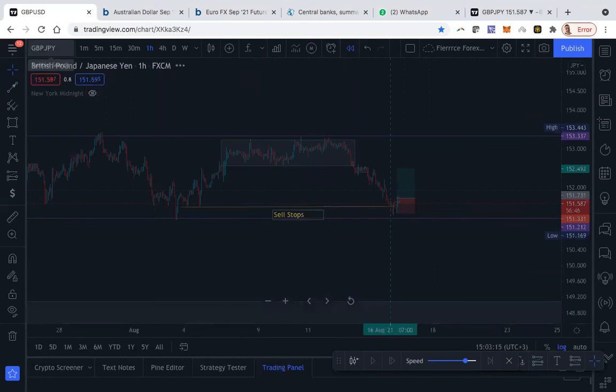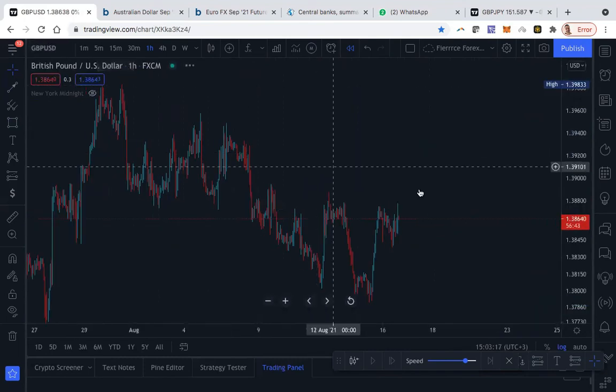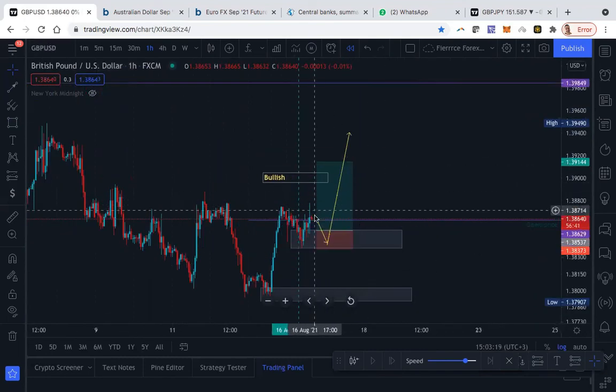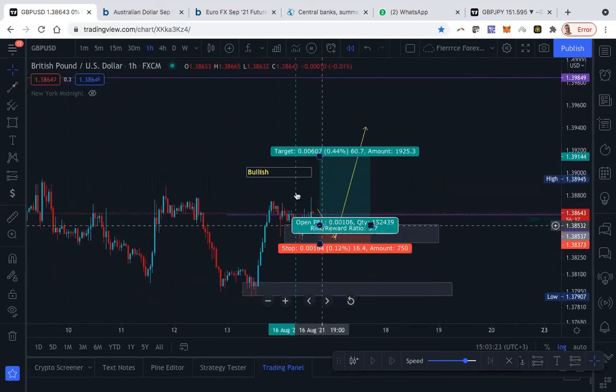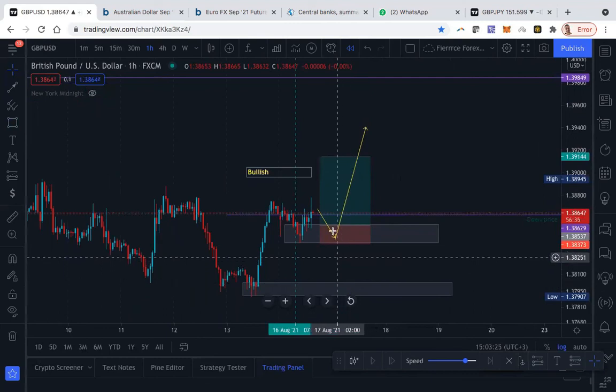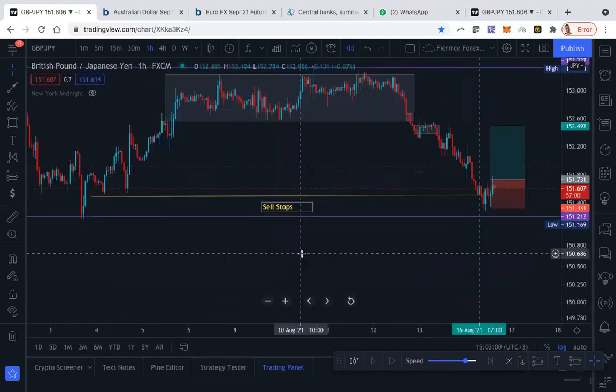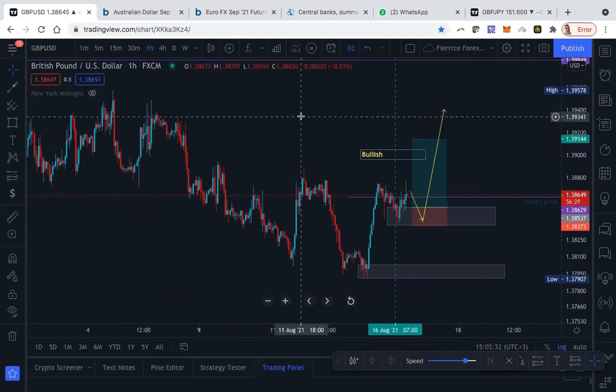GBP USD. Again, like I said, price was pushing up, but it's kind of stalling. We're seeing rejections. I'd really like to see us push lower before we push up. Yeah, that's basically it. So there you have it.